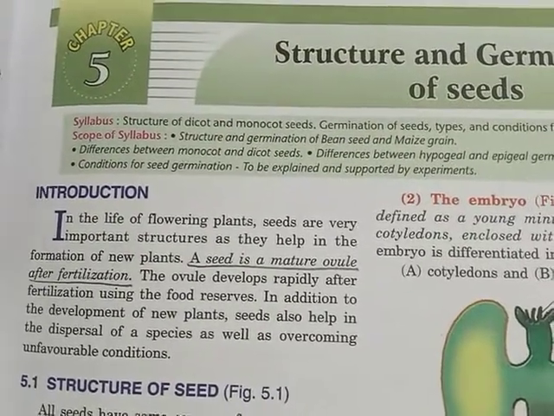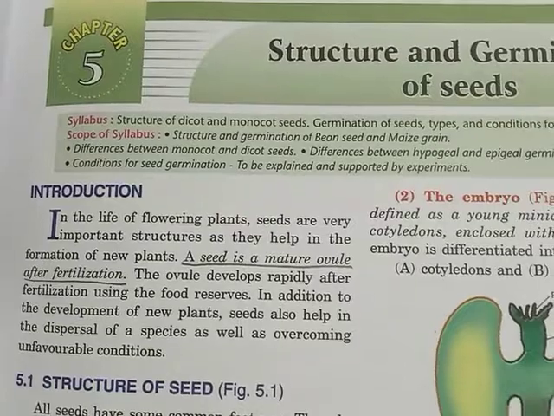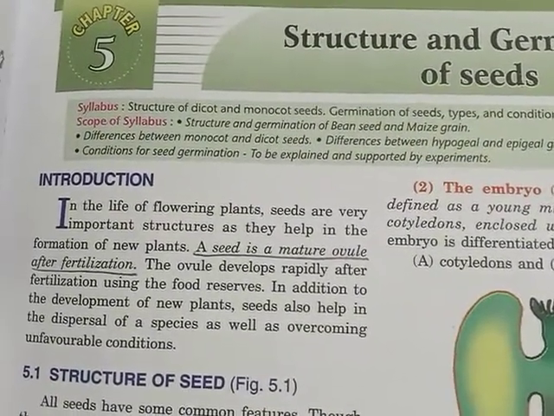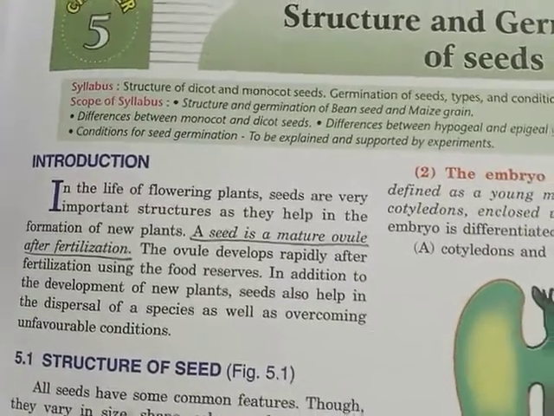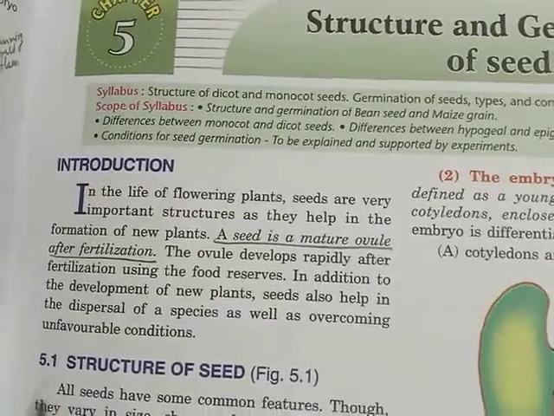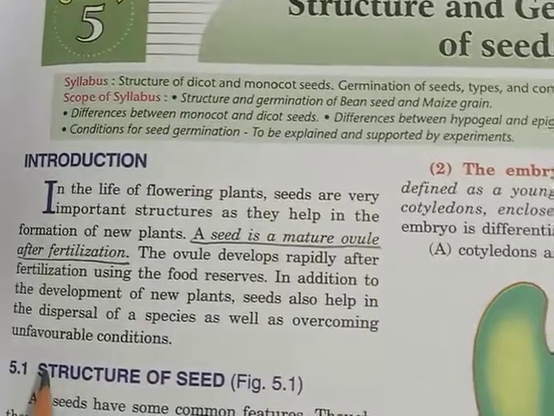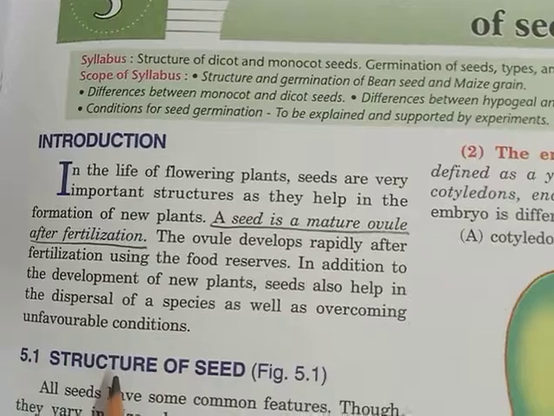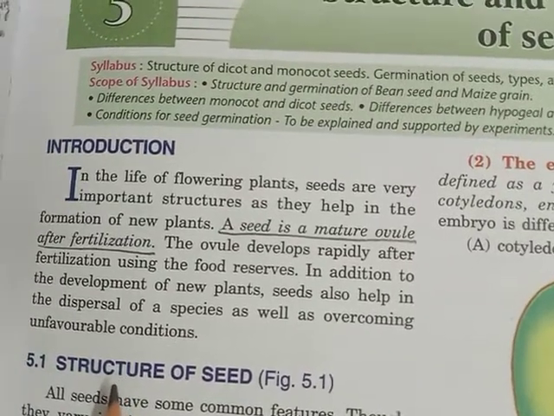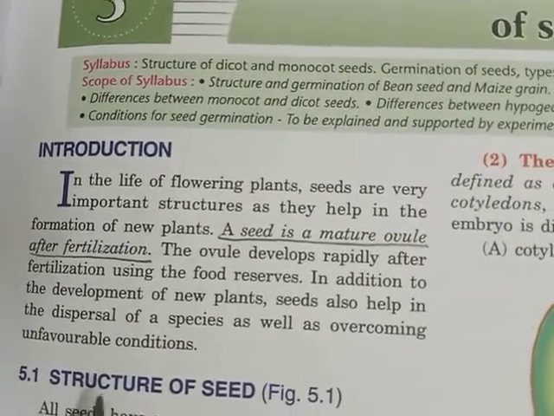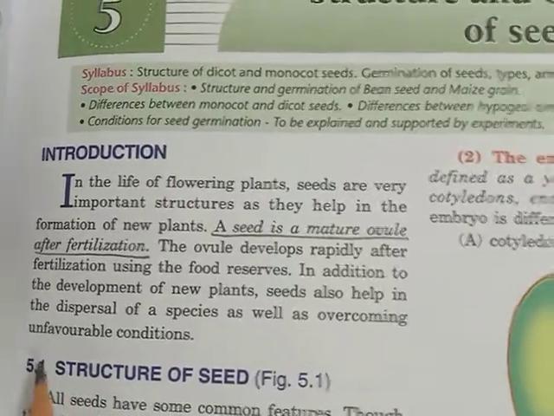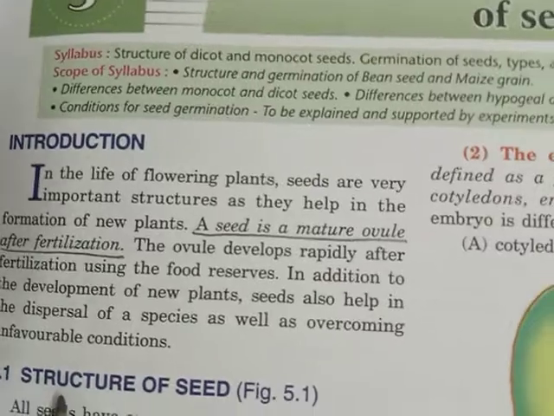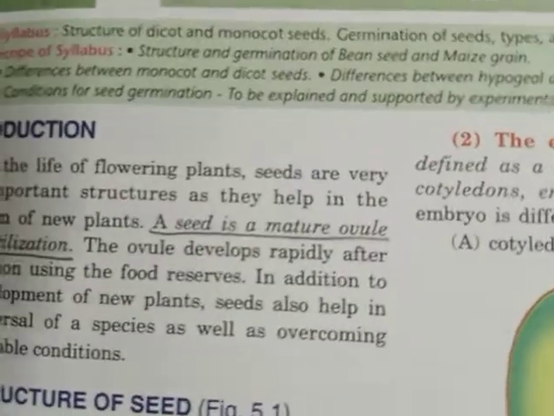In that process, the ovary changes into a fruit and the ovule changes into a seed. We can say that a mature ovary is called the fruit, and the mature ovule forms the seed. So here children, in flowering plants the seeds play a very important role. So now we will study about the seeds.